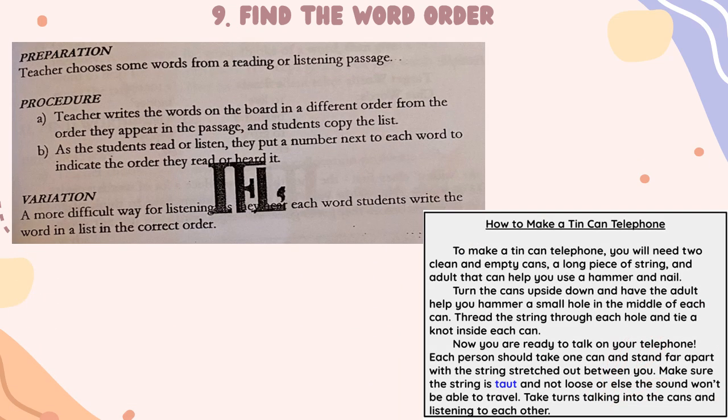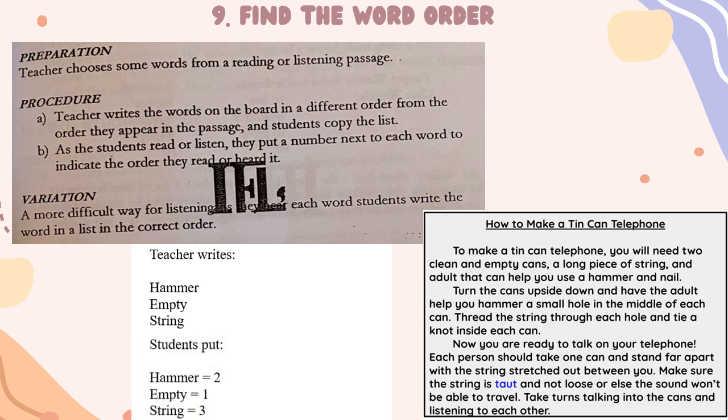So in our example, we have a text. Now, the teacher writes down the words hammer, empty, and string that are extracted from that text. Students now read the text and try to order the words from 1, 2, and 3 according to the order of the words they find in that text. Or, if you want to make it even more challenging for them, you can ask them to listen to an audio and then try to list down the words they hear in the order that they hear.